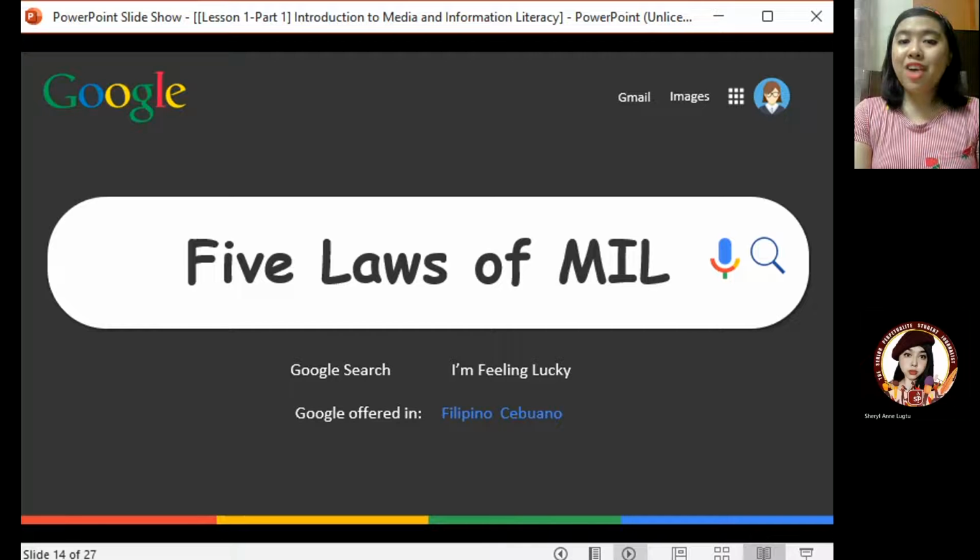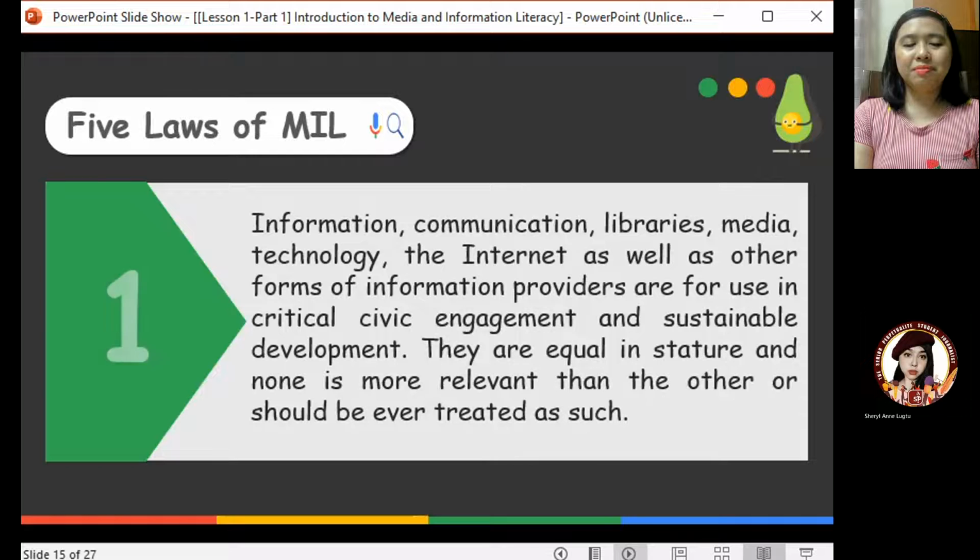Now let us proceed to the five laws of MIL, or Media Information Literacy. Number one law: information, communication, libraries, media, technology, the internet, as well as the other forms of information providers are for use in critical civic engagement and sustainable development. They are equal in stature, and none is more relevant than the other or should ever be treated as such.